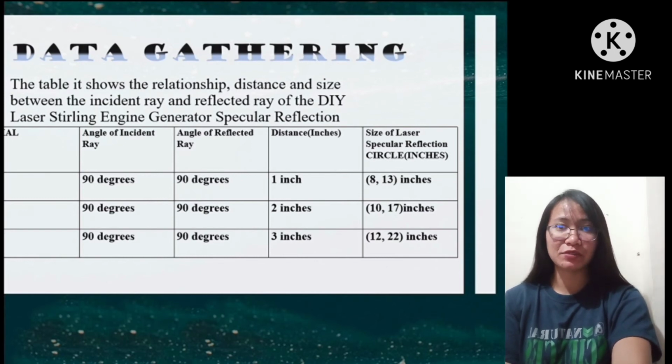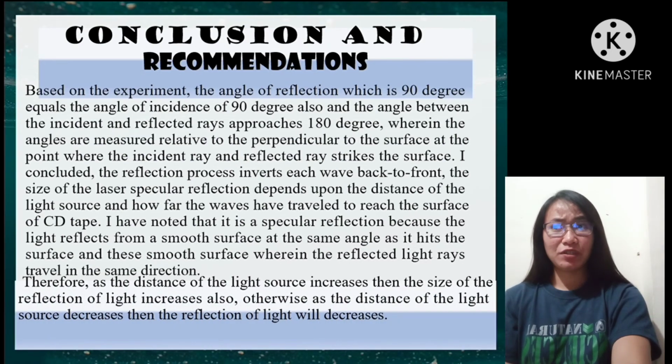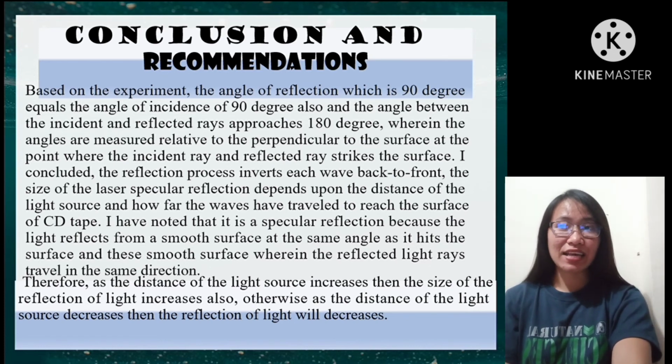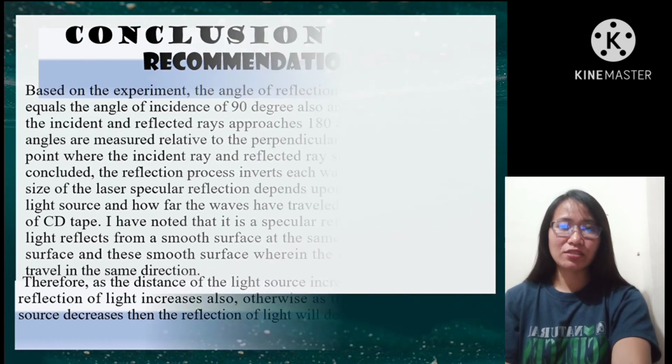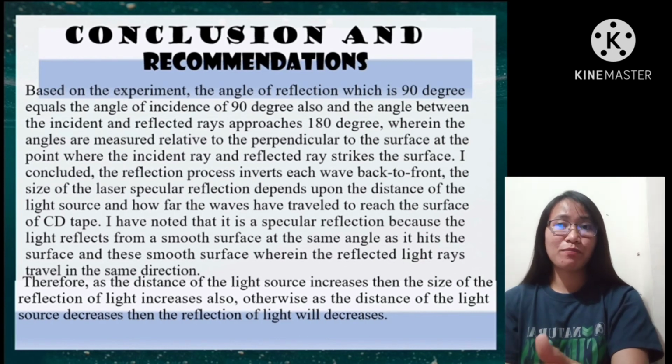angle as they arrive. For the conclusion and recommendation, based on the experiment, the angle of reflection, which is 90 degrees, equals the angle of incidence of 90 degrees also, and the angle between the incident and the reflected rays approaches 180 degrees, wherein the angles are measured relative to the perpendicular to the surface at the point where the incident ray and the reflected ray strike the surface. I concluded that the reflection process inverts each wave back to front.